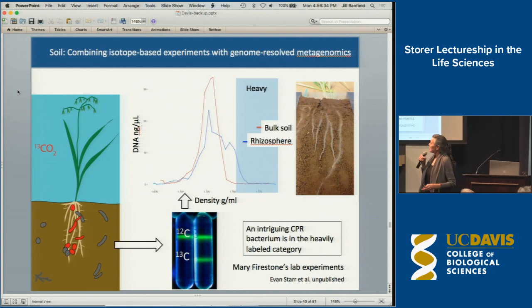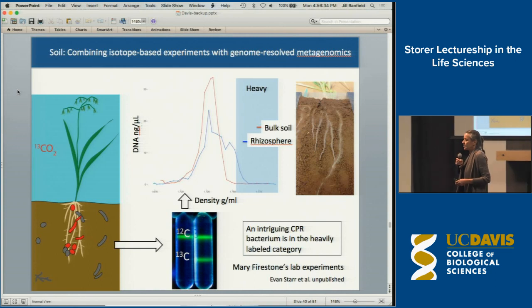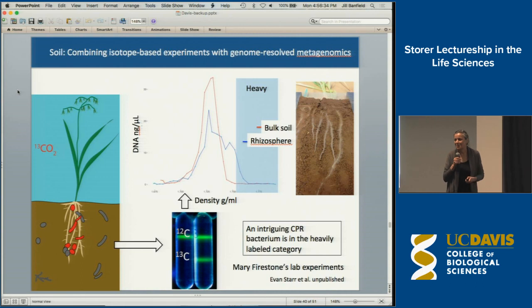Okay, one very brief comment about soil. We're working with Mary Firestone, who's a professor at UC Berkeley. She's a soil scientist. She's trying to track carbon from plants into the soil. I'm not going to talk about the majority of that work, of course.